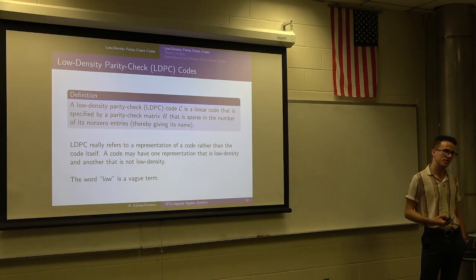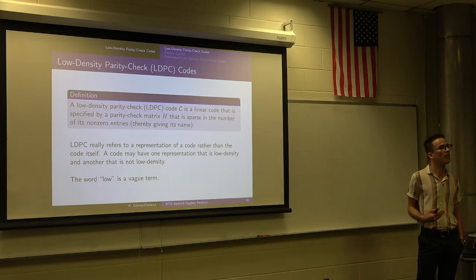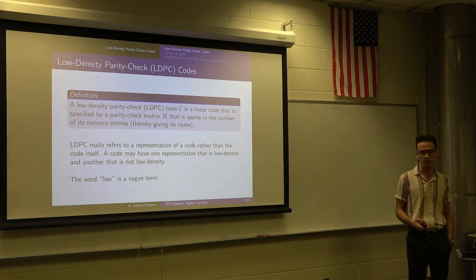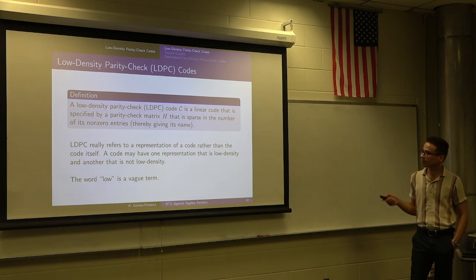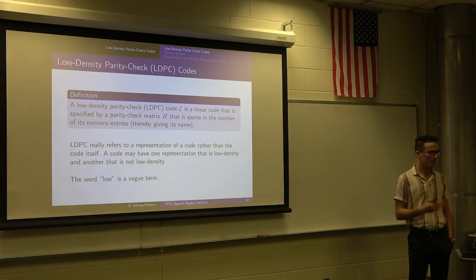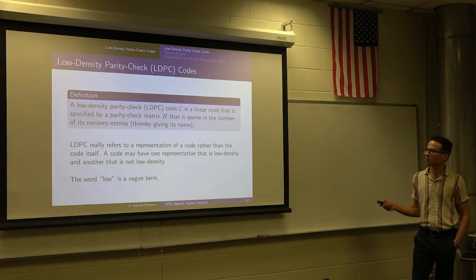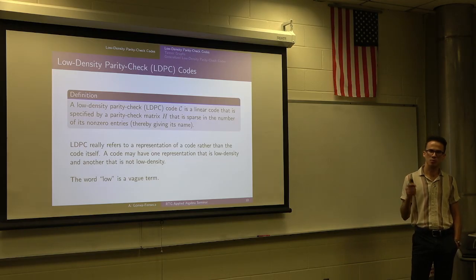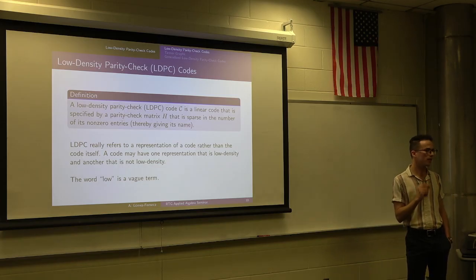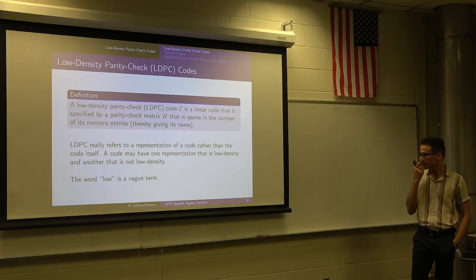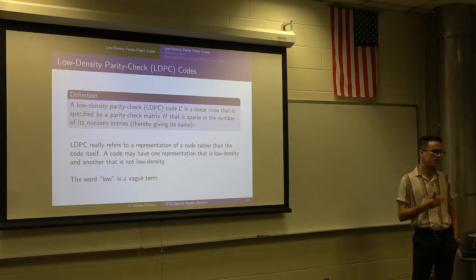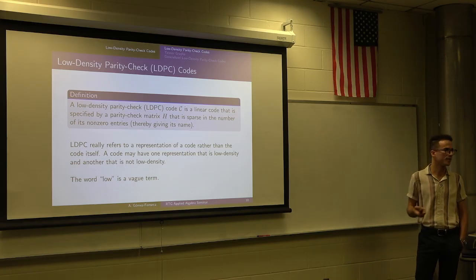But LDPC really refers to a representation of a code instead of the code itself, because a code may have one representation that has low density, but another representation that doesn't. And the word low is a vague term, because if you read papers about LDPC codes, depending on the paper, they specify a density. Usually LDPC refers to the case where each row has a number of ones that is at most the square root of the block length of the code. But you can have a paper that says, well, density for us is less than 5% or less than 10%. It depends on the application also.